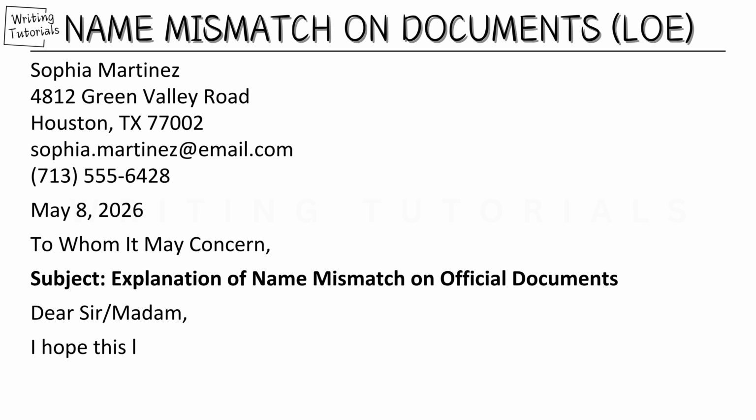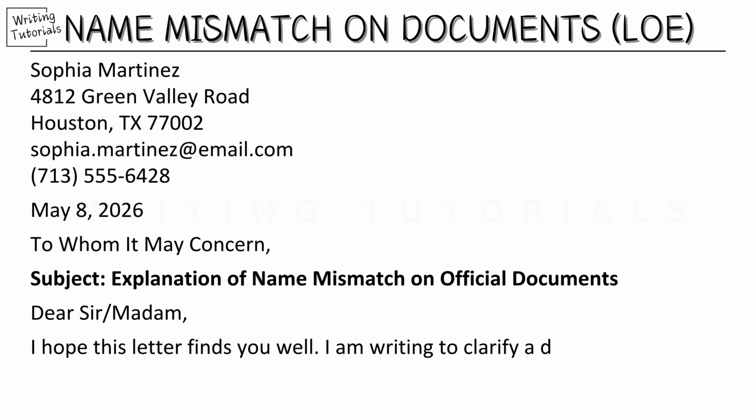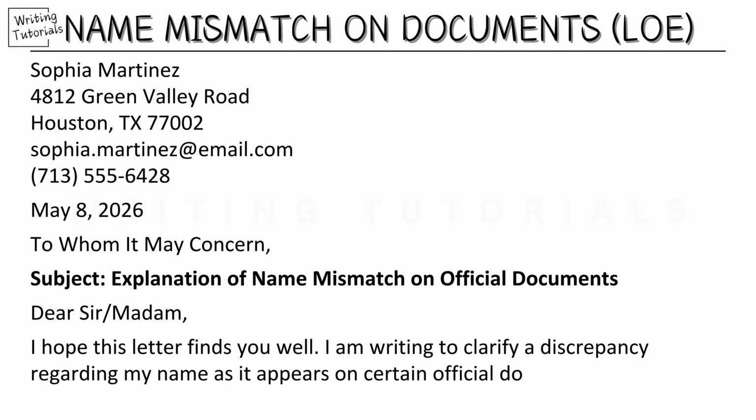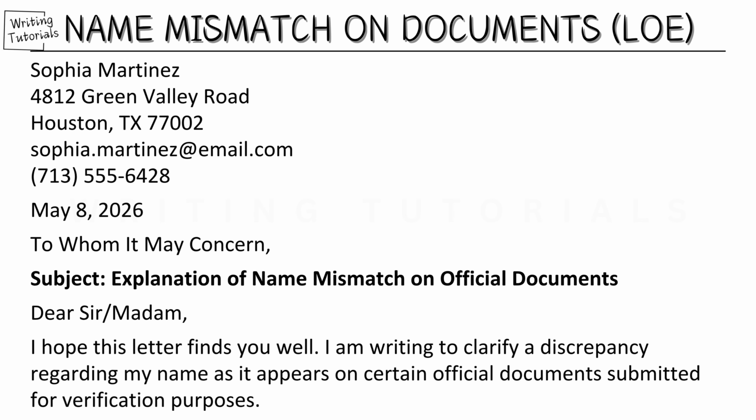Introduction paragraph. Now we begin the introduction paragraph. In this paragraph, clearly explain why you are writing. For this sample, write, I hope this letter finds you well. I am writing to clarify a discrepancy regarding my name, as it appears on certain official documents submitted for verification purposes. Let's break this down.